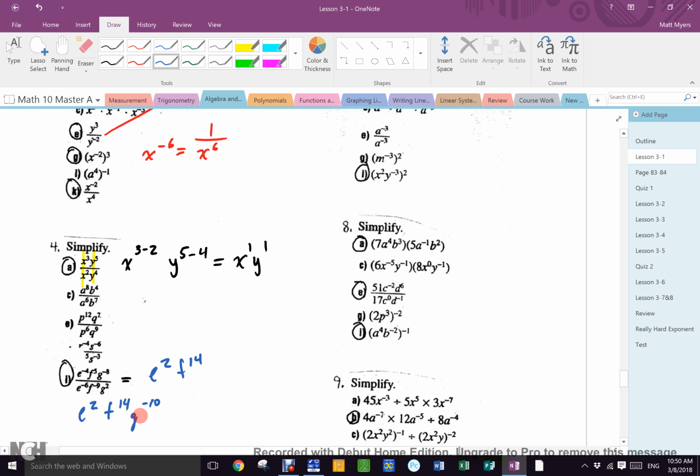So this is the right math, but an impossible situation. Where would that guy end up? On the denominator. So this is correct, except you can't have that. So it's e squared f to the 14 over g to the 10. And then it's done.